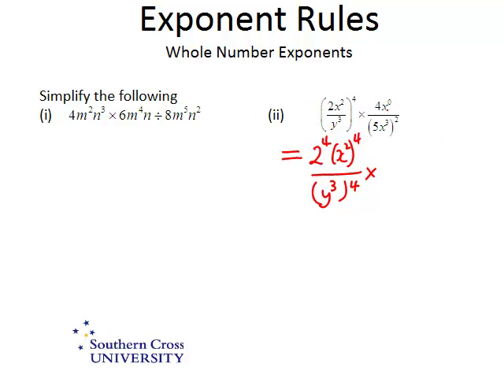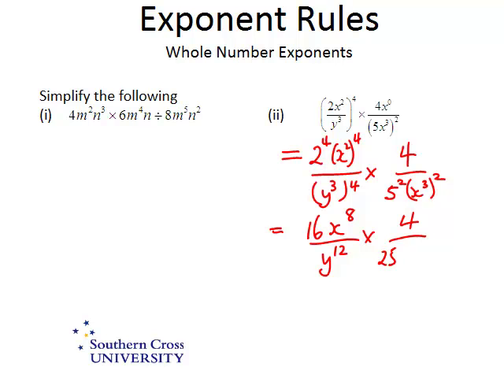times by, now x to the 0 is 1 and 4 times 1 is 4 over 5 squared and x cubed squared. Okay, now 2 to the power of 4 is 16, x squared to the power of 4, 2 4s are 8, so that's x to the 8 over y cubed to the power of 4, 3 4s are 12, so that's y to the 12 times by 4 over 5 squared is 25, x to the 3 2s are 6.